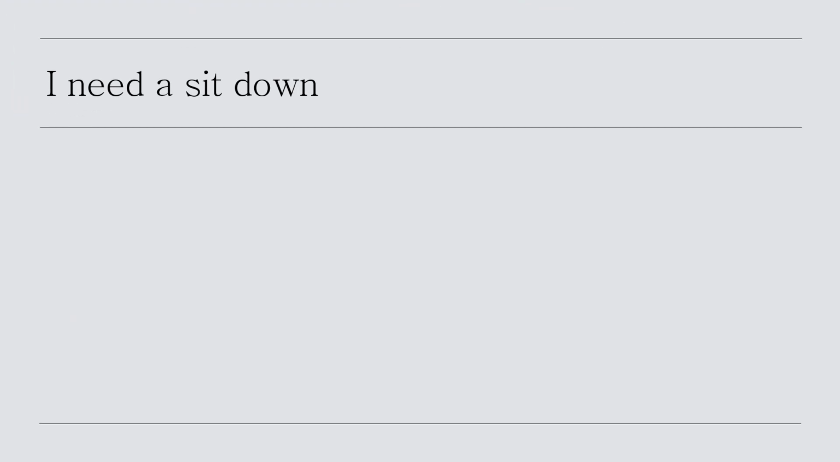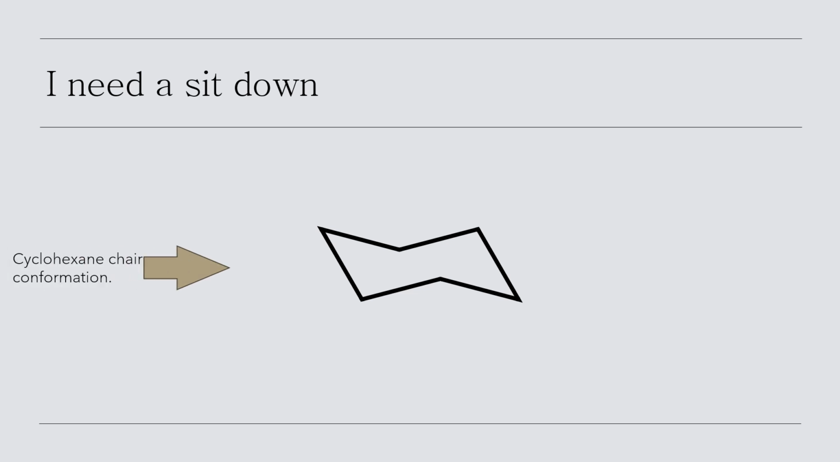Phew, I need to sit down. Luckily, here is a chair. Conformation. A chair conformation is a shape that a cyclohexane will adopt rather than flat, as it's more stable. On a chair, there are 2 positions for any member on the ring.